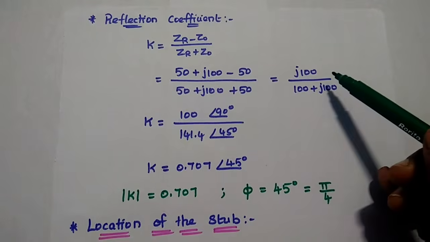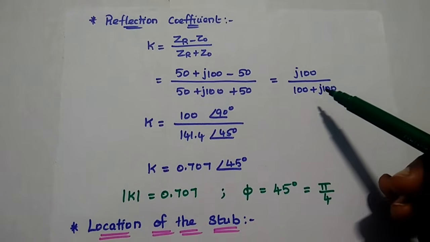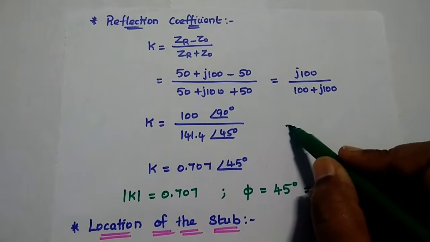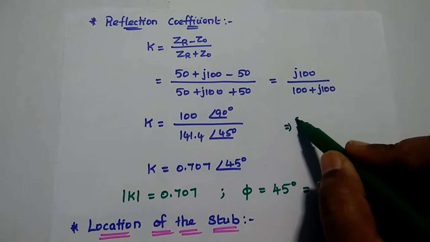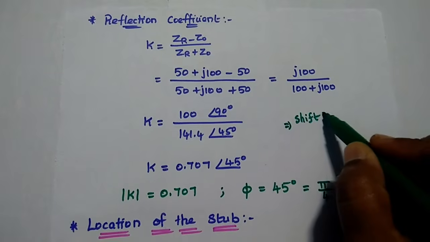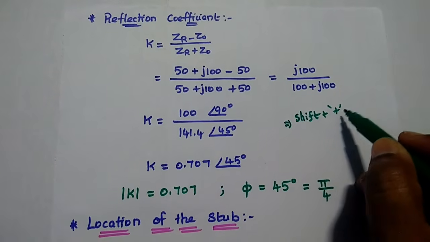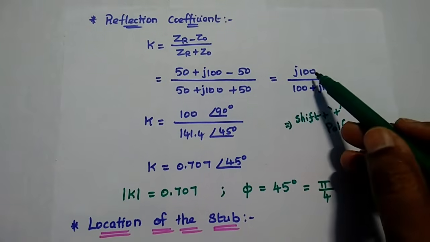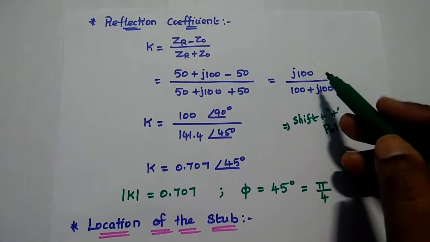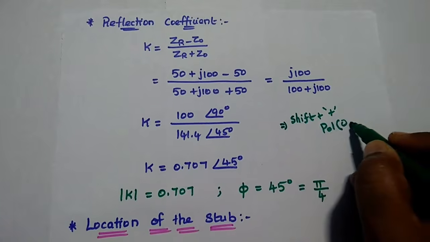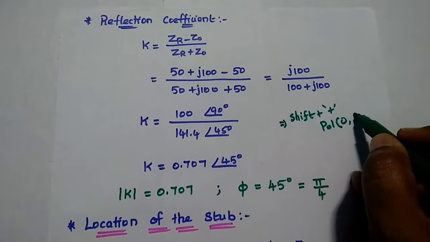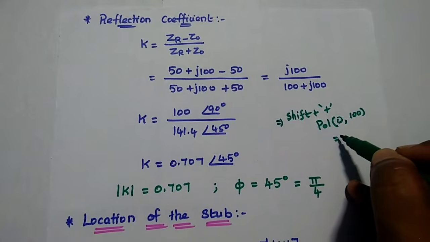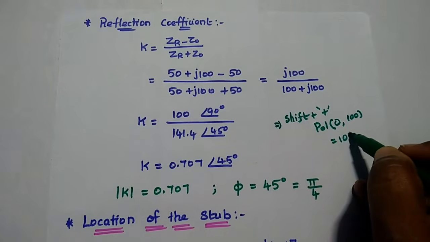So it is in rectangular form. We have to convert this into polar form. Here we can use this method: press shift plus the symbol, then you can see Pol with an open bracket. We have to give the real term first. For the numerator, its value is 0, comma, the imaginary term is 100. Then we press equal sign. We get the value as 100.